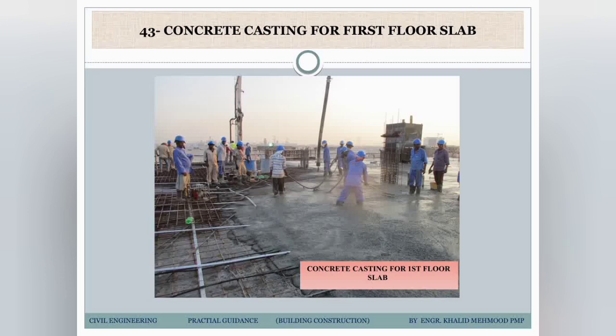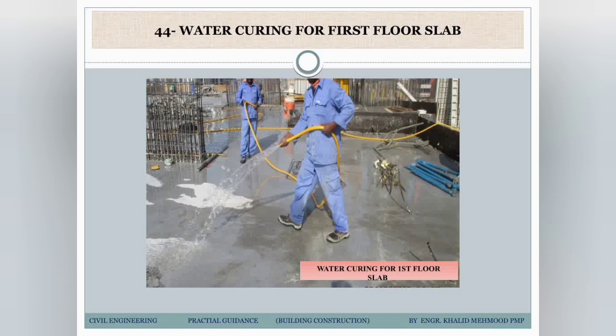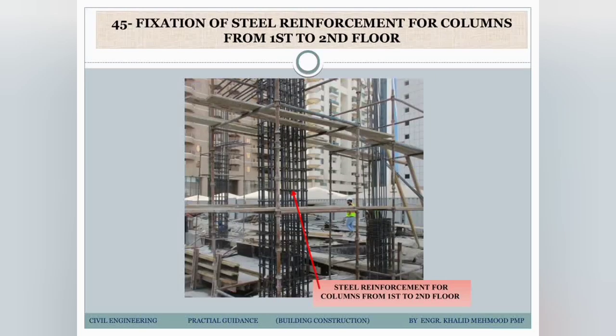The next day we will come and we will do the curing. We'll do water curing, which is very important for the concrete, because this concrete of the slab is a structural element and it's part of the superstructure. So we have reached the first floor now, so we'll jump from first to second. What we need is to fix the steel reinforcement for the columns or vertical elements from the first floor to the second floor.